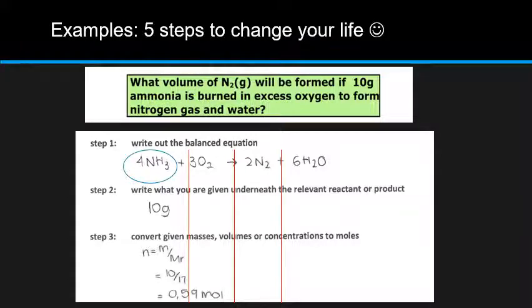Step 3, you're going to convert this given mass, volume, or concentration to mole. So this is your mole calculation here. And this is why we gave you those 3 different formulas, because depending on what we give you, it might not be mass, it might be a volume or a concentration, and then you have to use the relevant formula. In this example, it's just your default mole application, and you should get an answer of 0.59 moles.